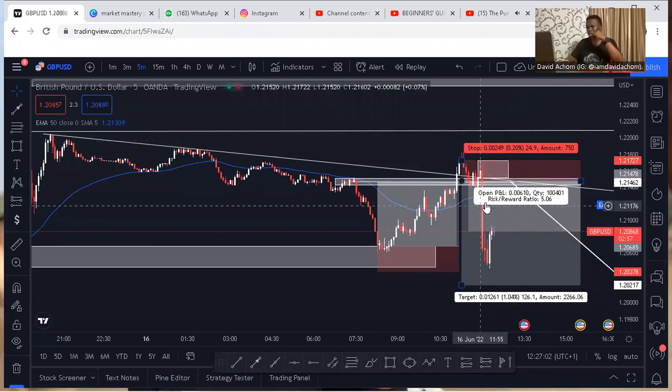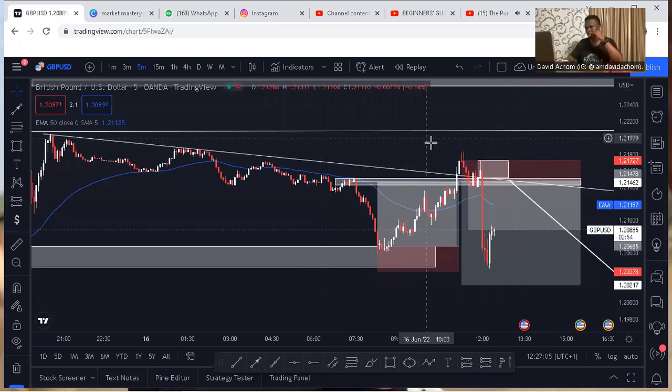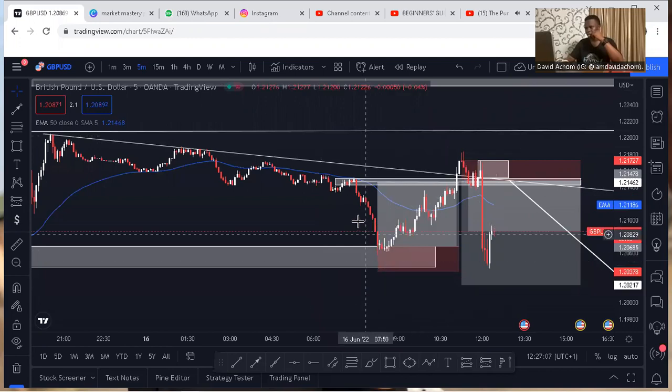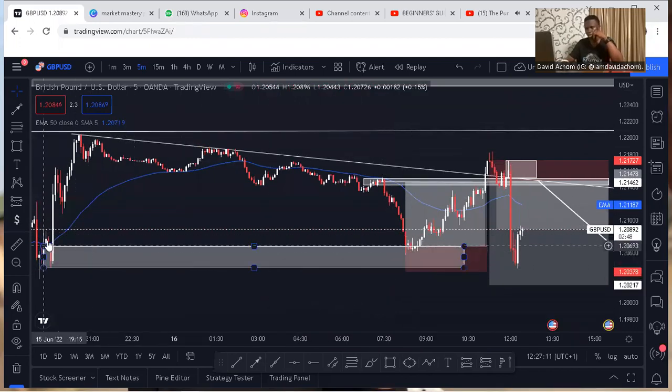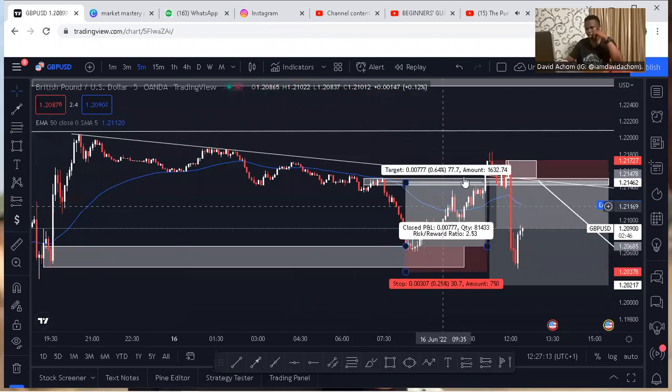Look at now, the market has changed trend. You can see already because it has broken out of this moving average line. The market has changed trend already. I bought here this morning. It was a clean buy, right?